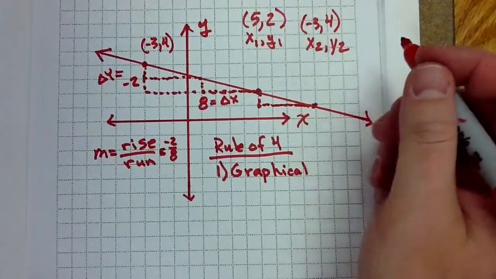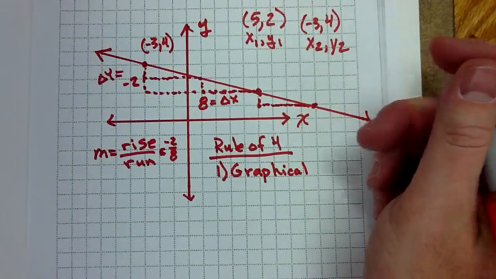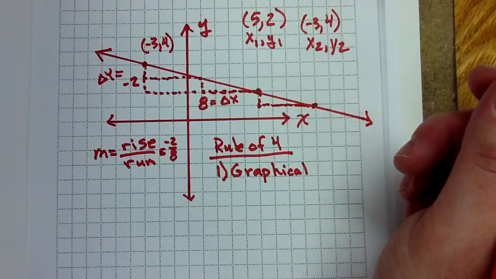Raise your hand if that makes sense to you. Okay, that's the graphical point of view for the rule of 4. I'd like you to write that down and make sure you have that on your paper.